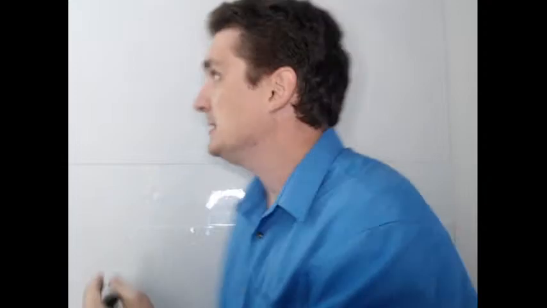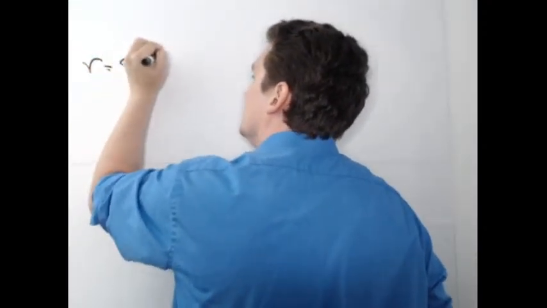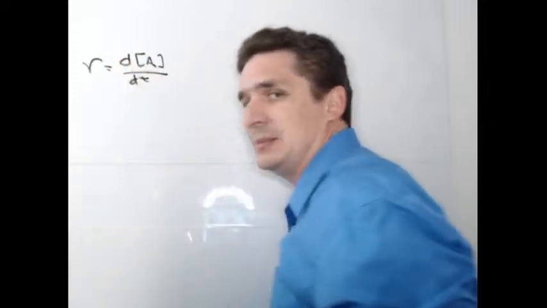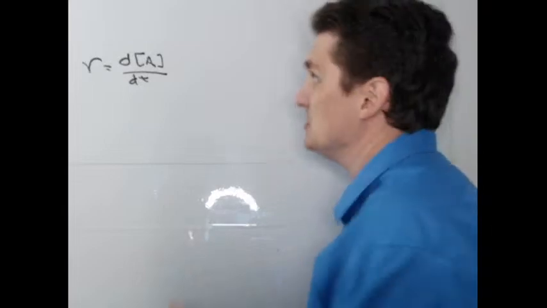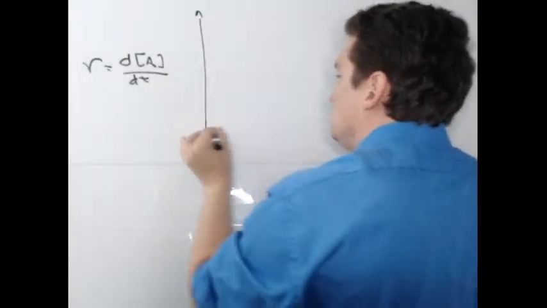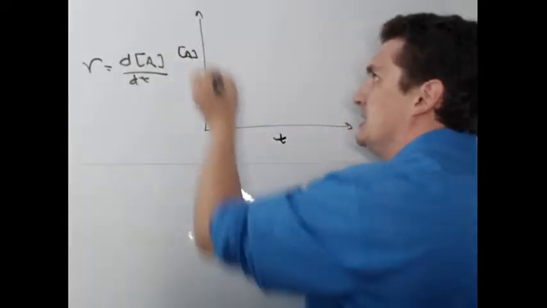Now, practically, method of initial rates has a ton of assumptions built into it, and the biggest assumption built into it is a derivative. So your rate is dA/dt or something like that. But the thing is that dt in calculus here is infinitesimally small. That's not possible. So what we measure is concentration versus time.